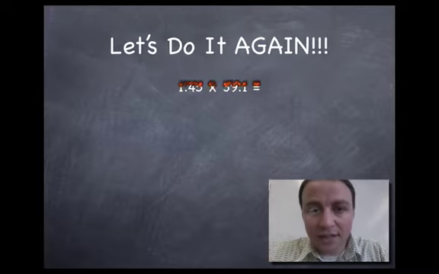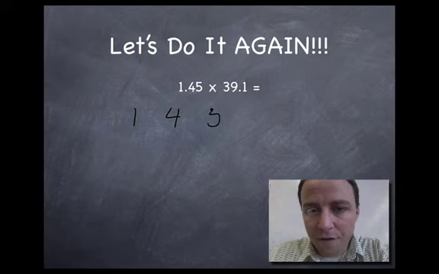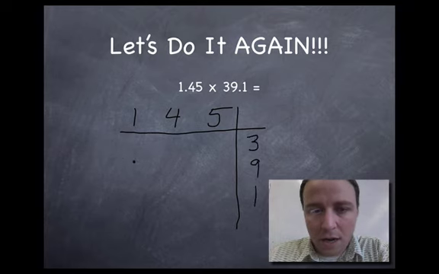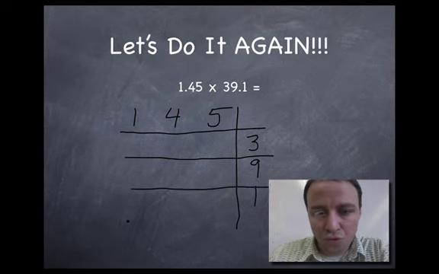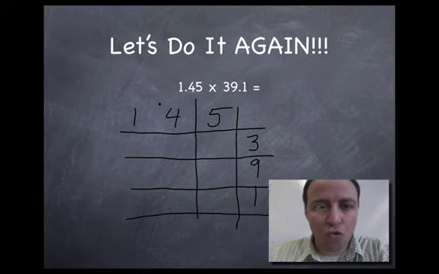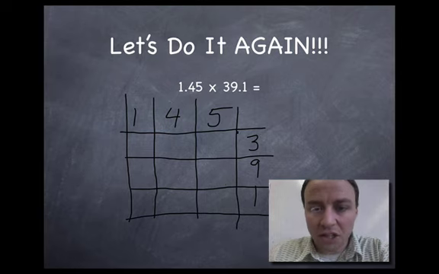Okay? So let's go ahead and start out by setting up our lattice. 1, 4, 5. Underline that. Sidebar 3, 9, 1. Underline. Do our sidebars here. And then let's cut these corners.